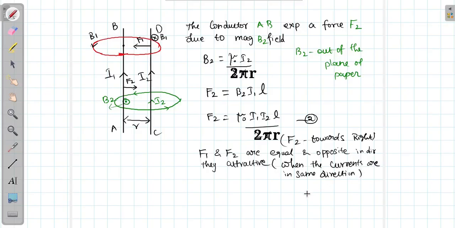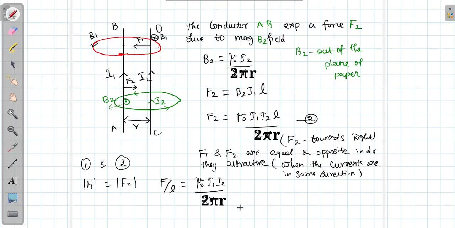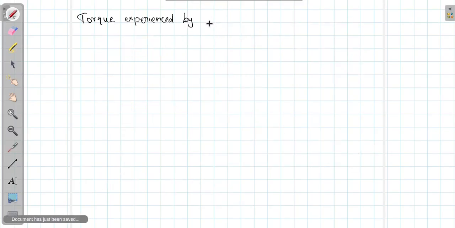So these are all important points. When the currents are in the same direction, the forces are attractive in nature. When the currents are in opposite direction, they will be repulsive force. Now 1 and 2 are equal. The magnitude of the two forces are equal. Therefore, the force per unit length is equal to mu naught I1 I2 divided by 2R. That's all.